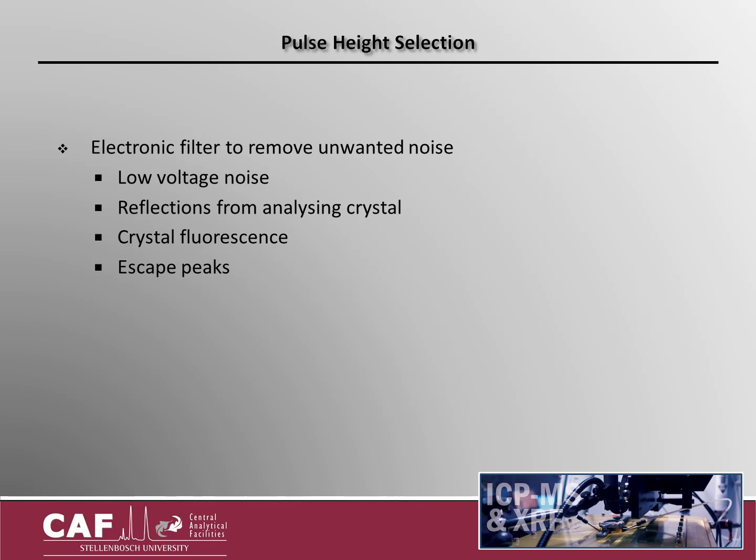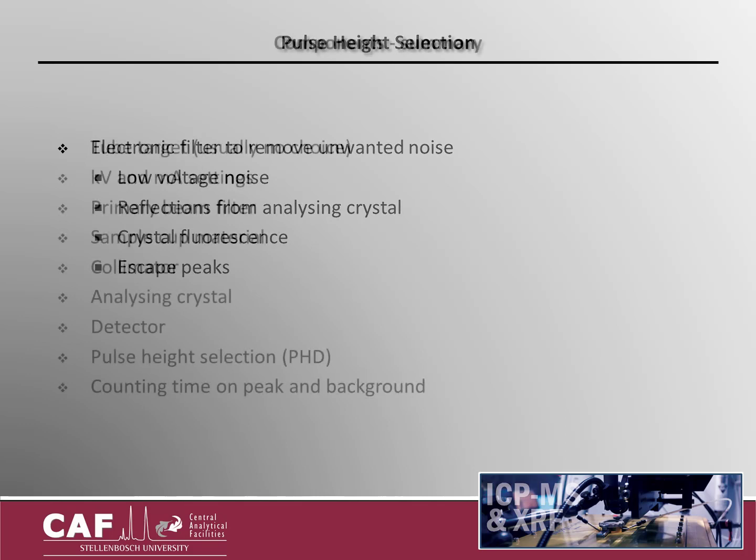The voltage pulse produced from the detector is converted into a pulse height distribution plot, or PHD. Pulse height selection is carried out as a filter to remove any unwanted noise from low voltage noise, high order reflections from analyzing crystals, crystal fluorescence, and escape peaks. Escape peaks occur from the excitation of gas atoms in a gas-filled detector.